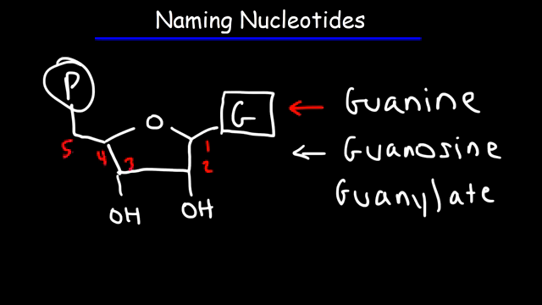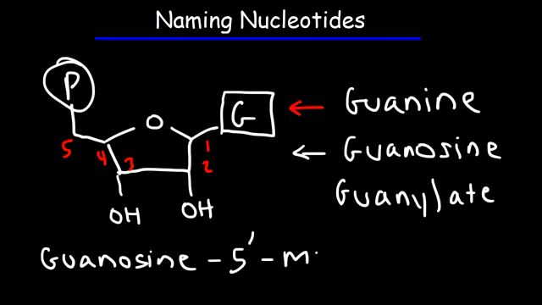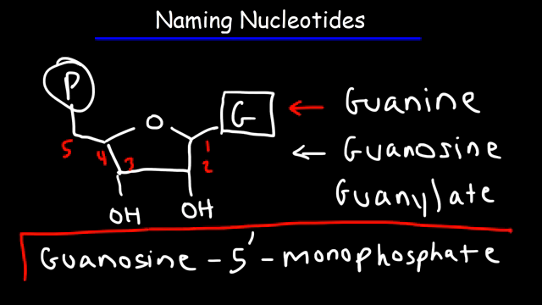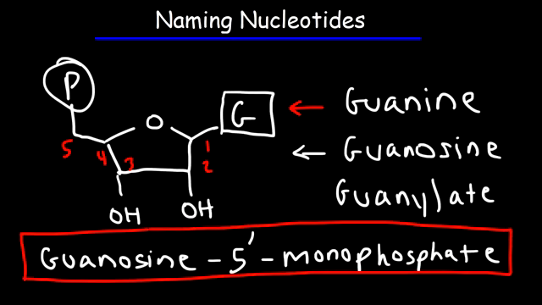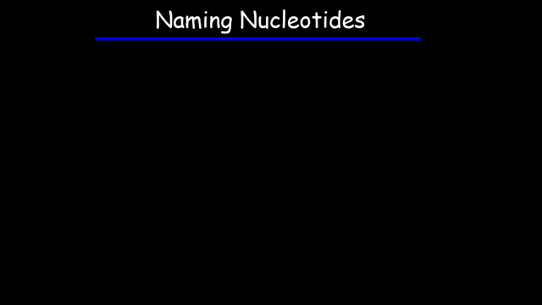Another way in which we can name this particular nucleotide is we can start with the name of the nucleoside, guanosine, and then specify the location of the phosphate. So we could say guanosine-5-monophosphate because we have one phosphate attached to the ribose sugar. And so that's how we can name this particular nucleotide. Now let's try another example.